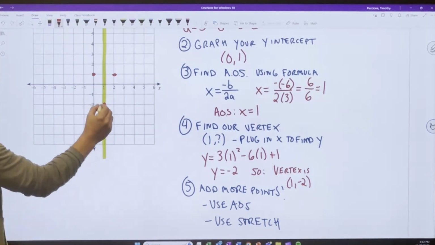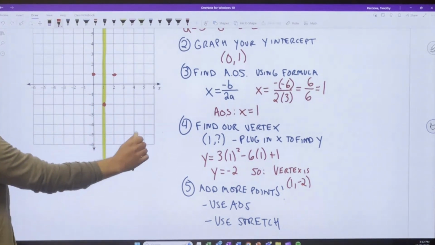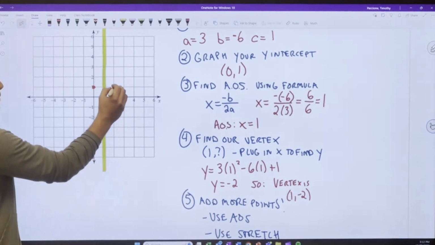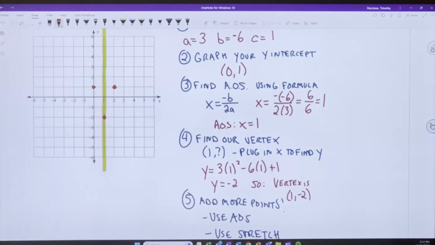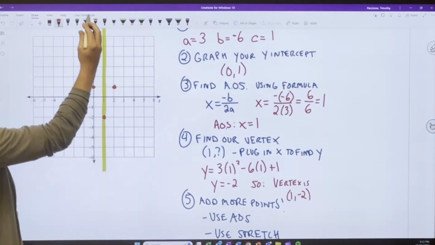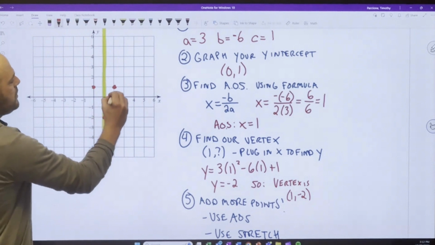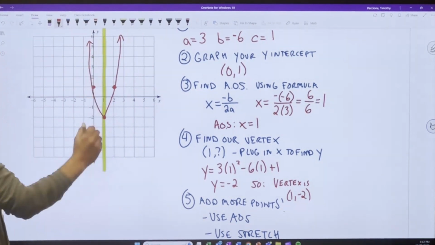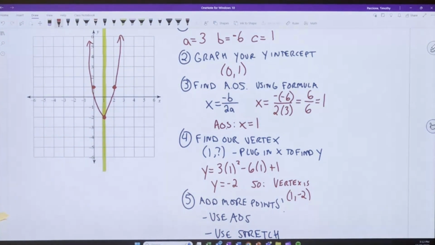I knew my vertex. I knew my stretch was what? 3. So instead of over 1 up 1, I go over 1 up 3, and look, I would have found the same 2 points. Okay? And if I wanted to keep going, well, over 2 up 12 would throw me off the graph, so I know that I have everything I can do here, and I have my parabola. Okay? So those are your steps, right?